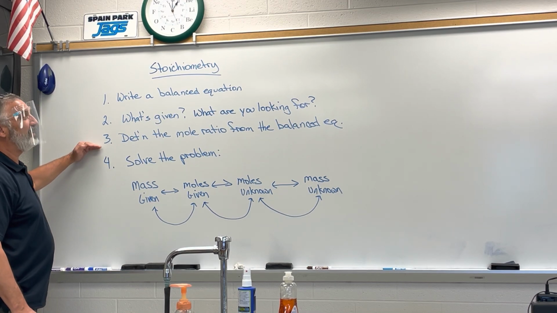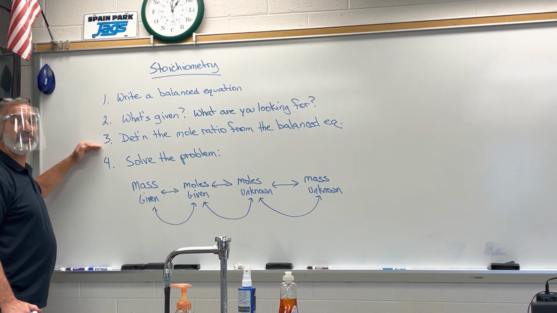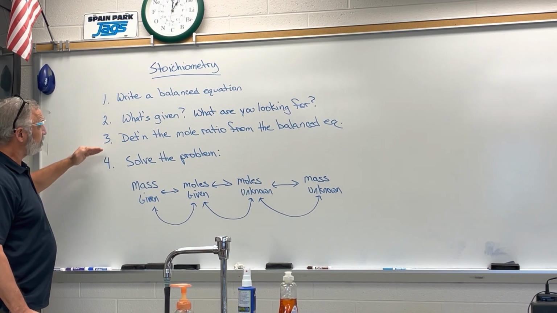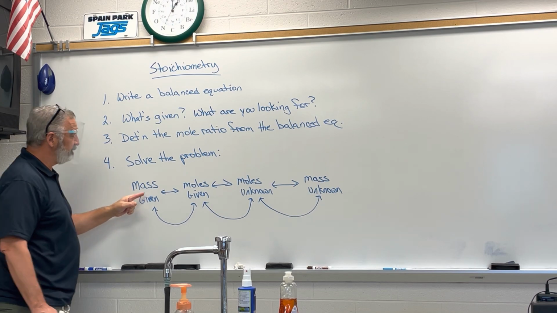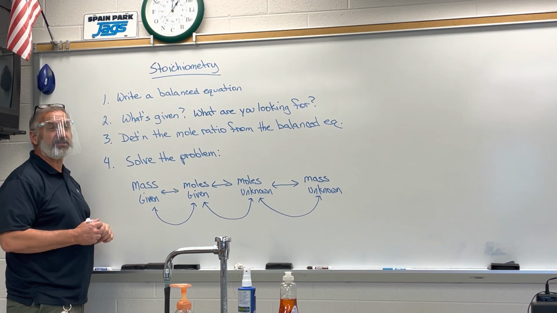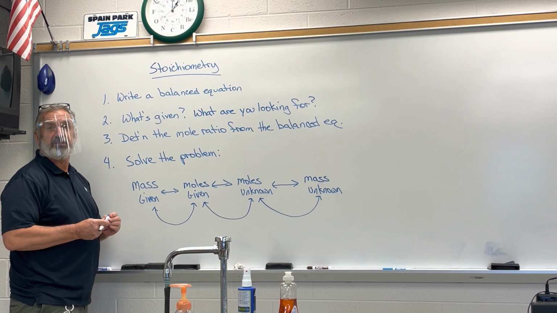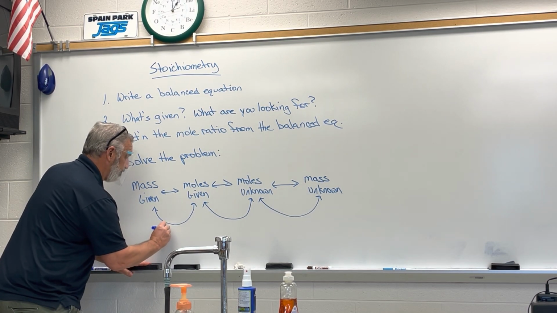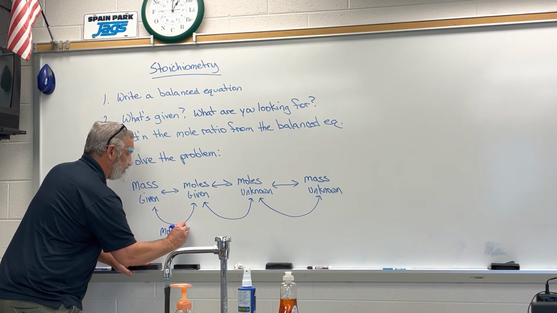All right. Then we determine the mole ratio from the balanced equation. That's just your coefficient, so it's always going to be unknown over known. Then we just solve the problem. So how do I go from mass of given to moles of given? What do I use as my conversion factor? The molar mass of the given.